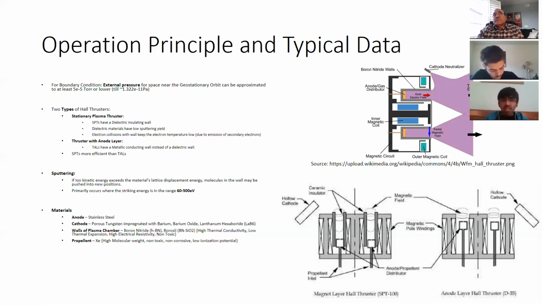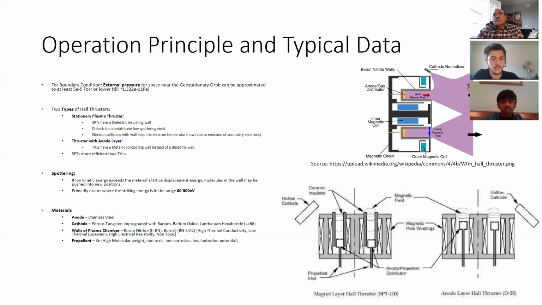So the basic thing to take out of this is that we'll be modeling the first one, stationary plasma thruster with dielectric walls. Sputtering might come in a later stage, but it's really important in modeling.